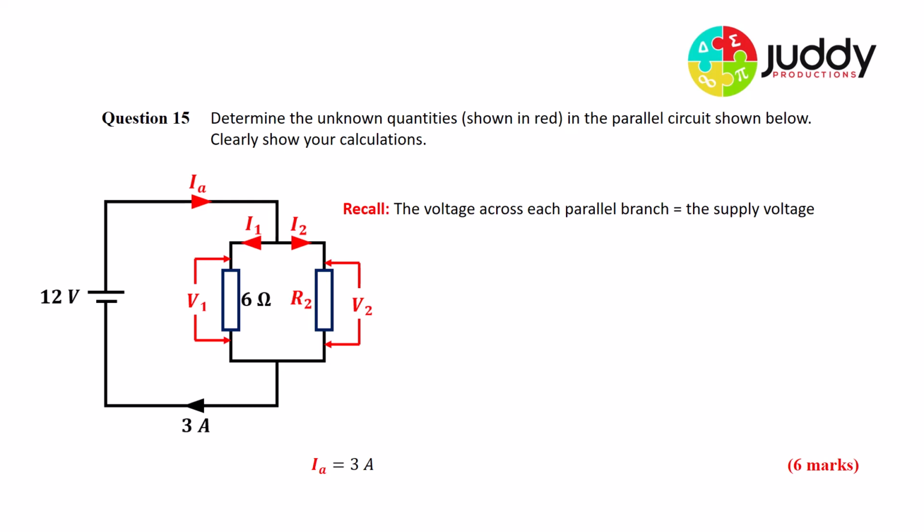Another simple point to start here is to recall that the voltage across each parallel branch is equal to the supply voltage. So that means the voltage across the first branch will be equal to 12 volts, and the voltage across this second branch will also be equal to 12 volts.